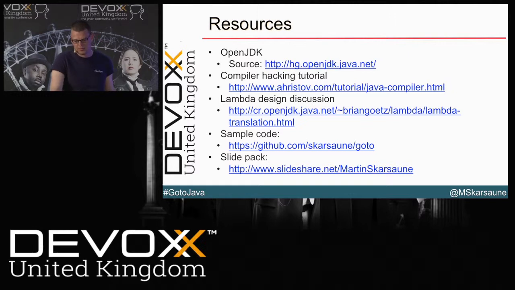Yeah, the basis of this is the OpenJDK. There's also a more step-by-step compiler hacking tutorial available if you want to try it yourself. It's probably easier to follow some simple examples there. There's an article by Brian Goetz about the decisions in the lambda translation, some sample code that I ran today, and this slide pack is already on SlideShare.